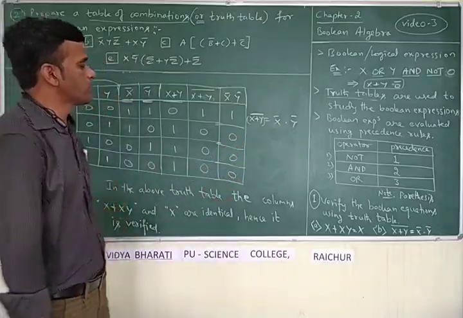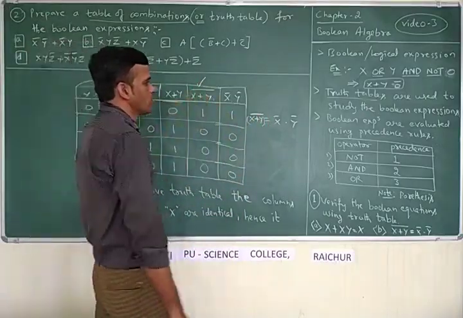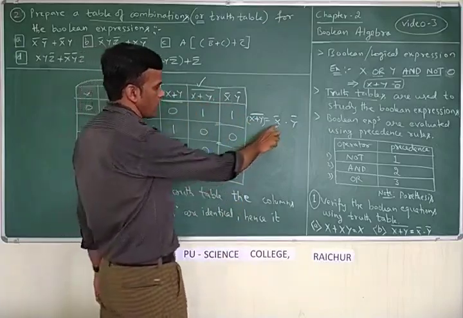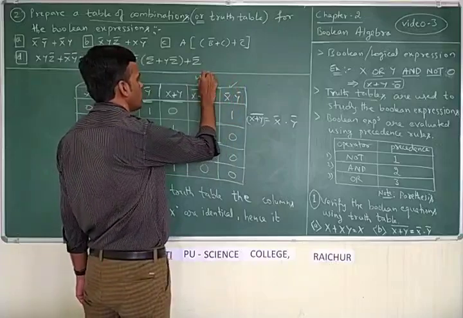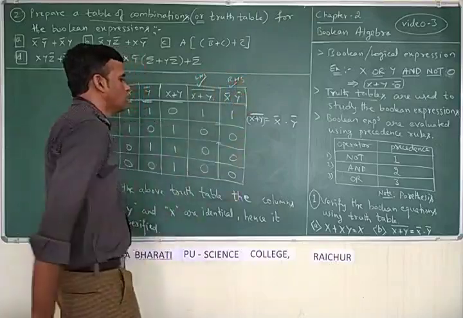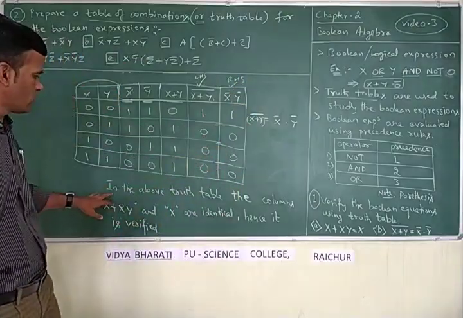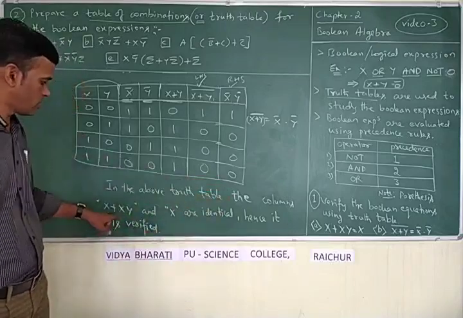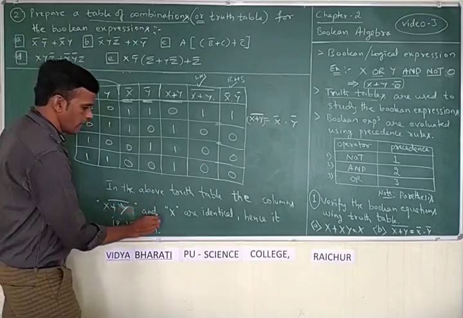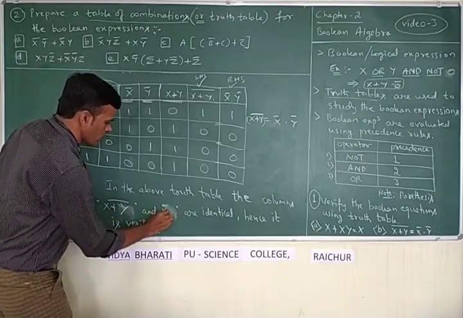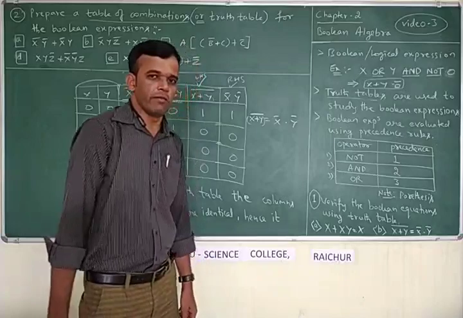Now we compare the x plus y whole bar column on this side with the x bar into y bar column. This is the LHS, this is the RHS. Just observe, both the columns are the same. So we can state the final conclusion: in the above table, the columns x plus y whole bar and x bar into y bar are identical, hence it is verified.